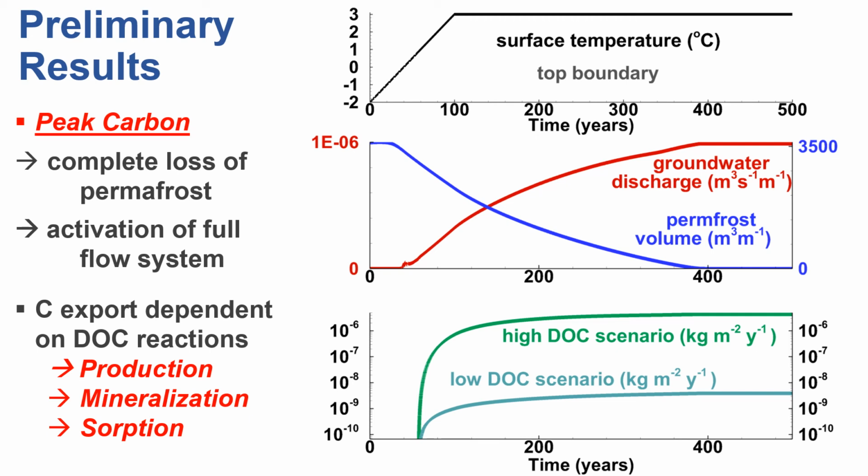But all scenarios show a period of what we call peak carbon, which is essentially a period in the simulation where the largest fluxes of carbon export occur. And this period seems to be related to the complete loss of permafrost in the hill slope and the reactivation of the full groundwater cycle, and thus periods of increased groundwater discharge.